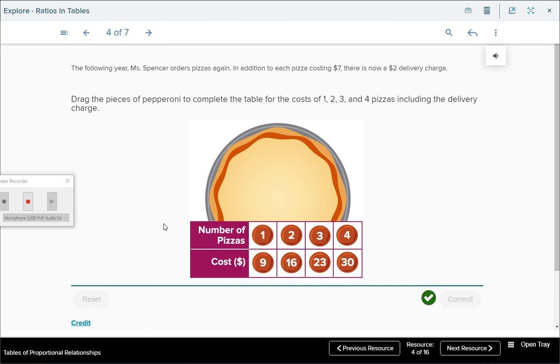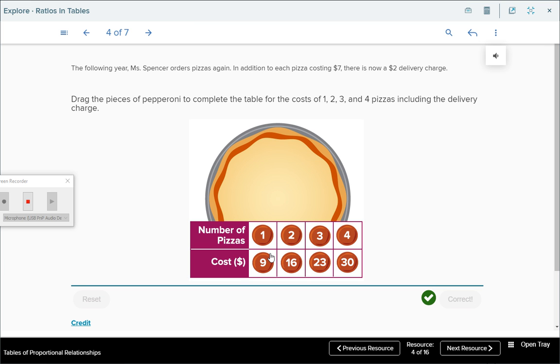Okay, now the following year, Miss Spencer orders pizzas again. In addition to each pizza costing $7, there's now a $2 delivery charge. So if I said how much are 5 pizzas going to cost, you could figure it out, but it's not going to be as cut and dry as a table, right? Why did the first pizza cost her $9, but this one went up $7? Why did it only cost her $7 after that? Why do you think?